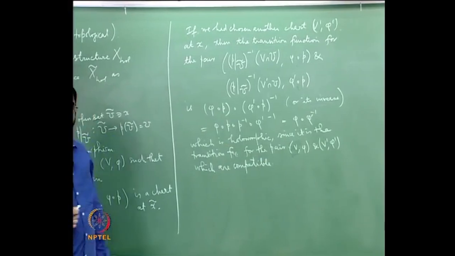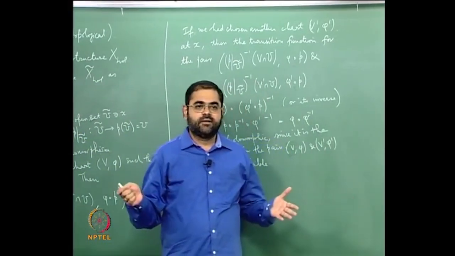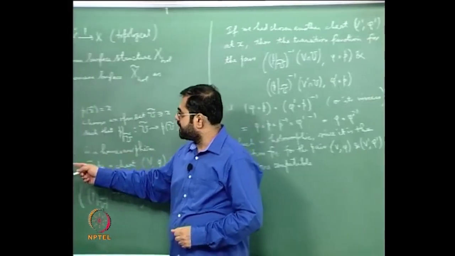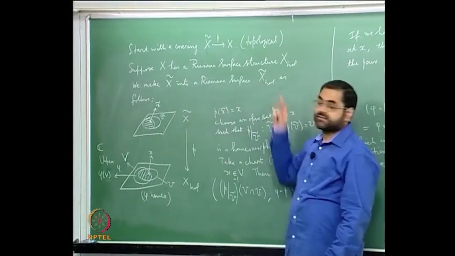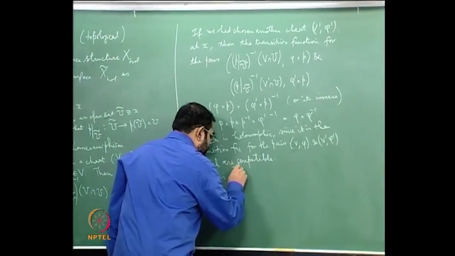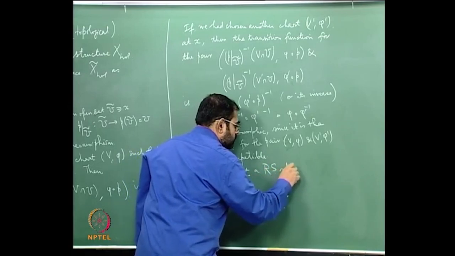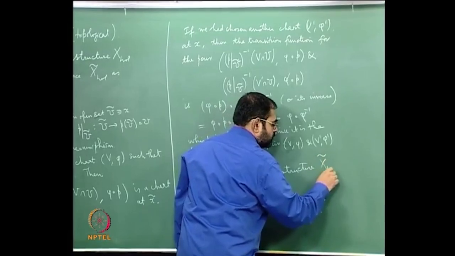Okay, so the moral of the story is that all the charts that we are going to get, they are all going to be compatible, and therefore x tilde will get a Riemann surface structure which I will call x tilde subhole. Okay, thus x tilde gets a Riemann surface structure which I will call x tilde subhole.